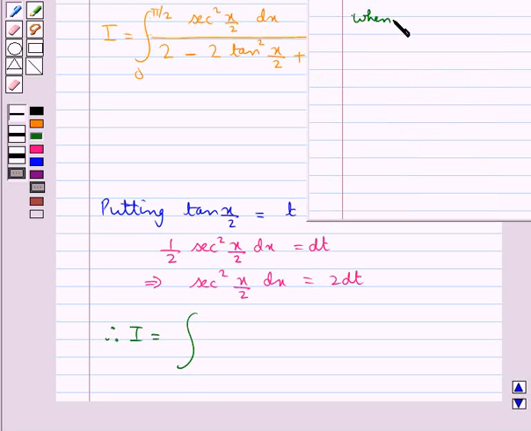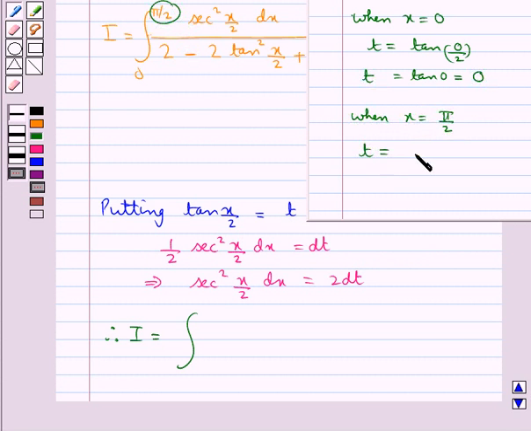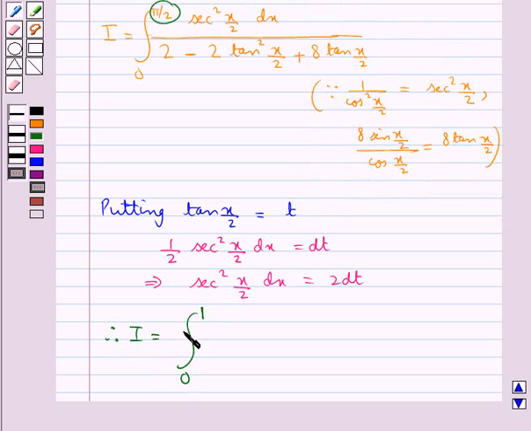Now, when we take x equal to 0, then t is equal to tan 0, that is equal to 0. And when we take x equal to pi by 2, then we get t is equal to tan pi by 4, which is equal to 1. So now the limits change from 0 to pi by 2 to 0 to 1. Thus I is equal to integral 0 to 1.